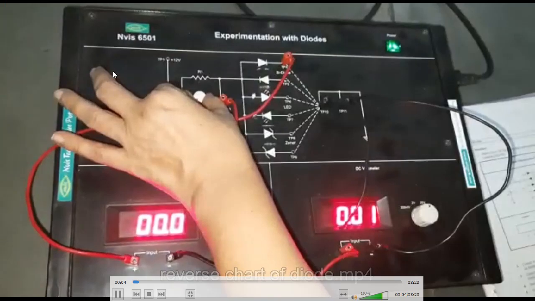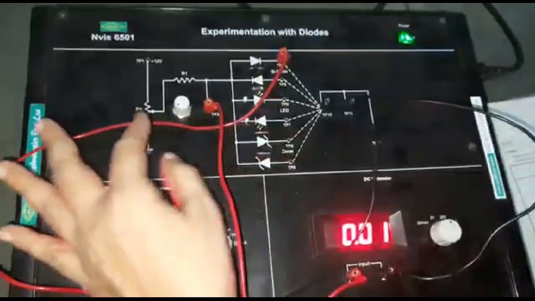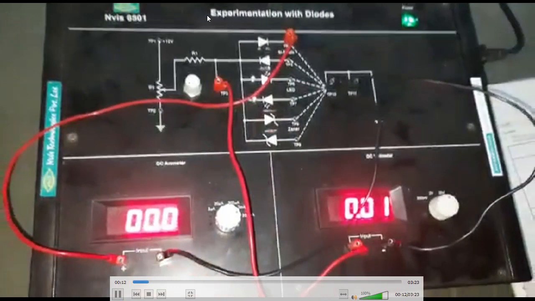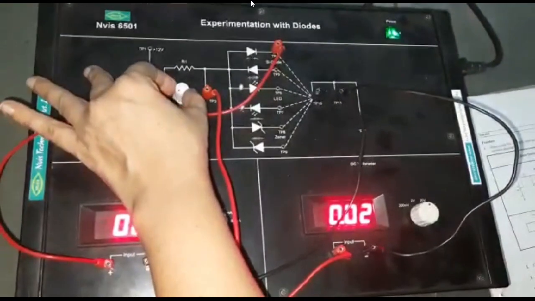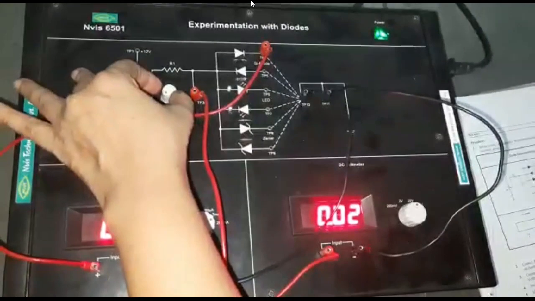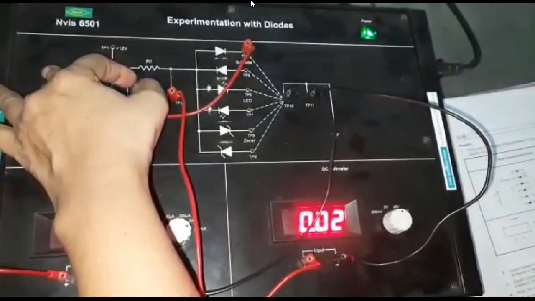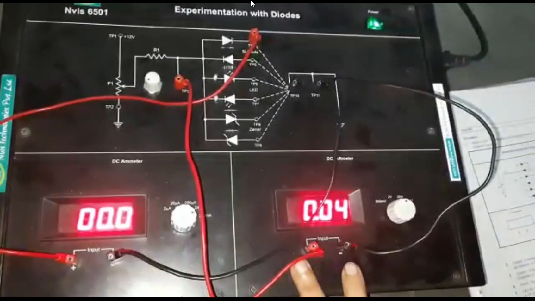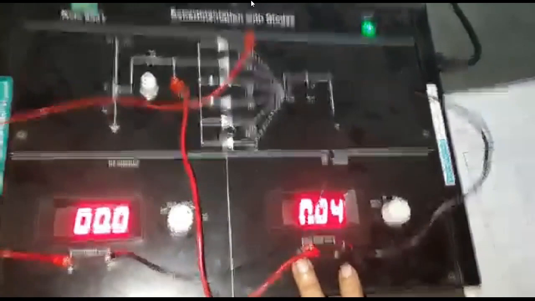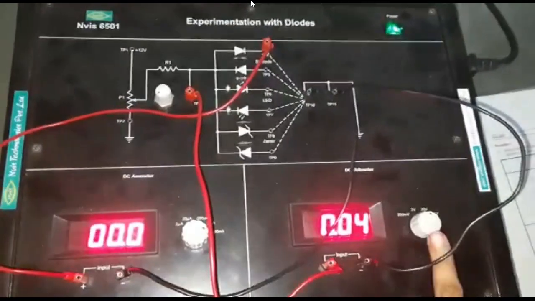When we rotate this potentiometer fully anti-clockwise, it provides 0 volt across this diode. After making the connection, we switch on the power supply, and from this potentiometer we increase the voltage across the diode from 0 volt to 1 volt in steps of 0.1 volt. When we increase this voltage, we measure the corresponding voltage reading with this DC voltmeter, and the corresponding current through the diode is measured by the DC ammeter.